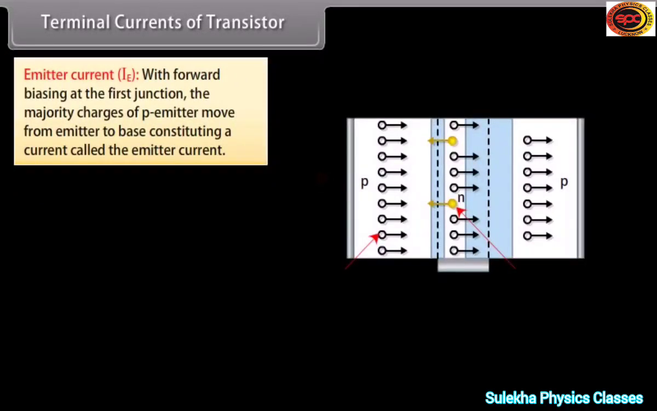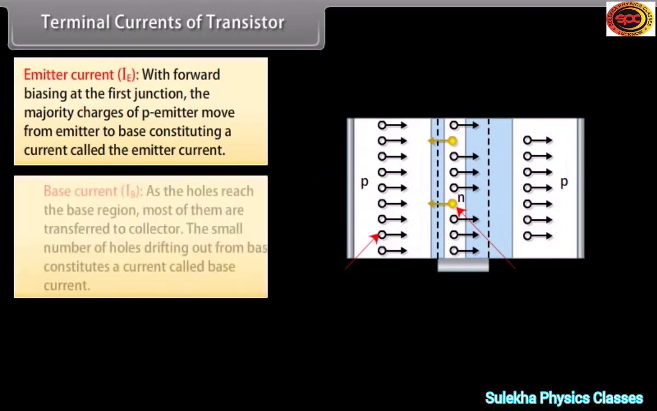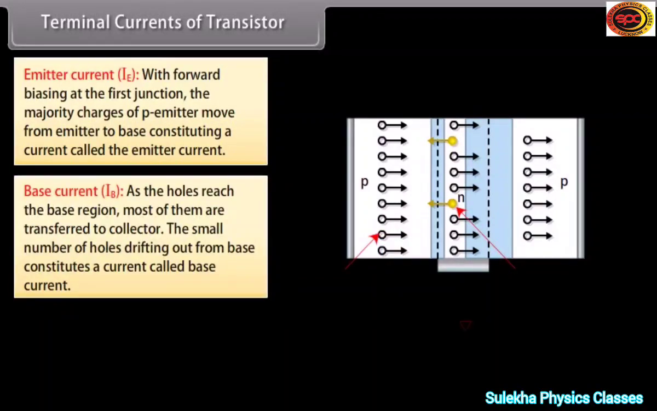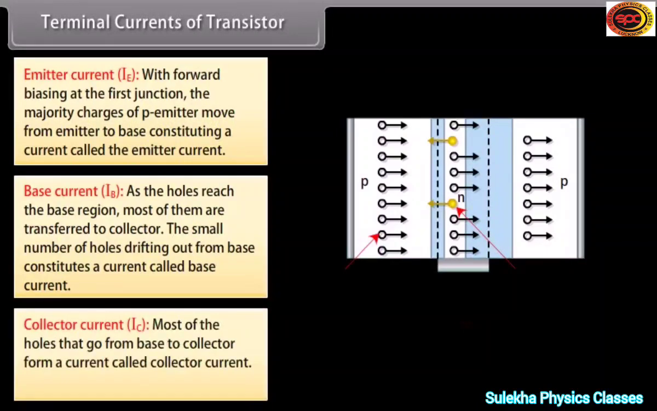Terminal currents of transistor. We consider a PNP transistor to understand the different terminal currents. Emitter current, IE. With forward biasing at the first junction, the majority charges of the P emitter move from emitter to base, constituting a current called the emitter current. Base current, IB. As the holes reach the base region, most of them are transferred to the collector. The small number of holes drifting out from the base constitutes a current called base current. Collector current, IC. Most of the holes that go from base to collector form a current called collector current.